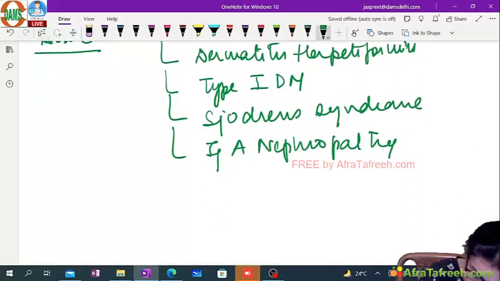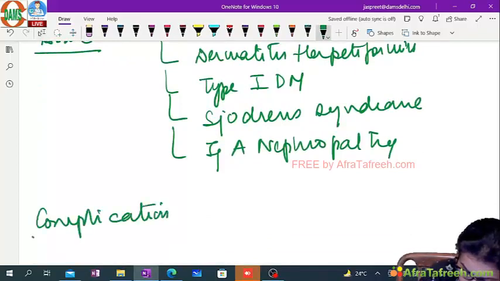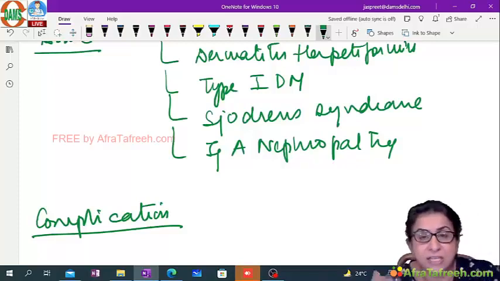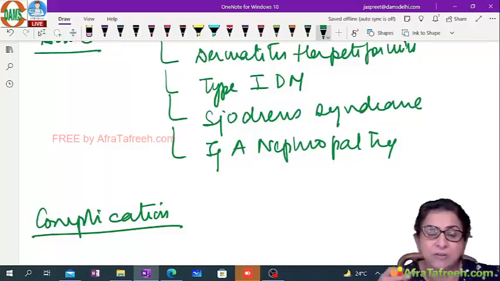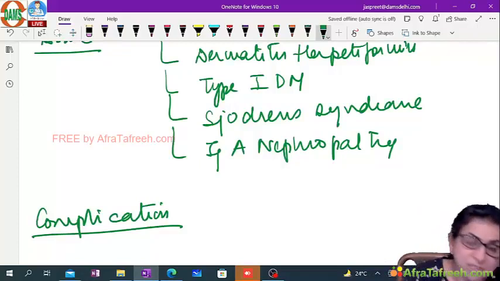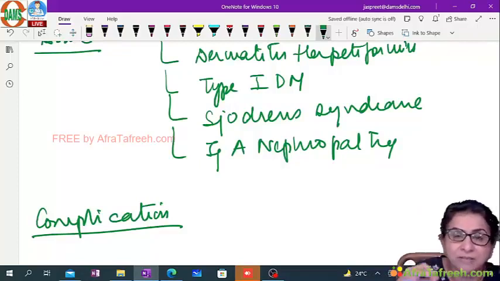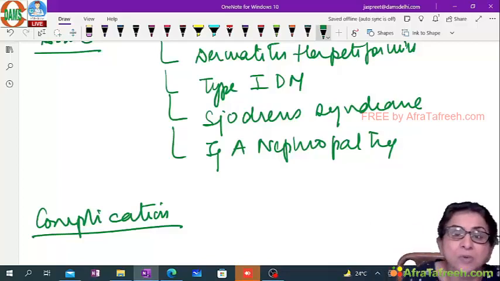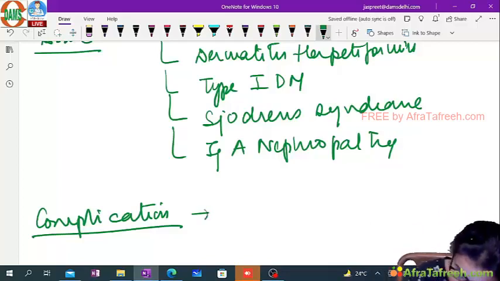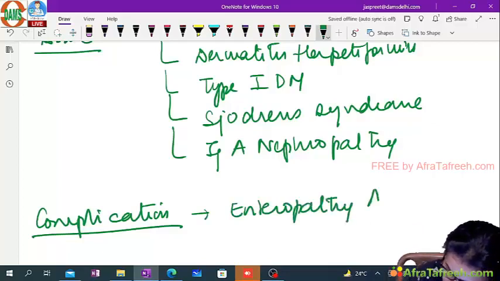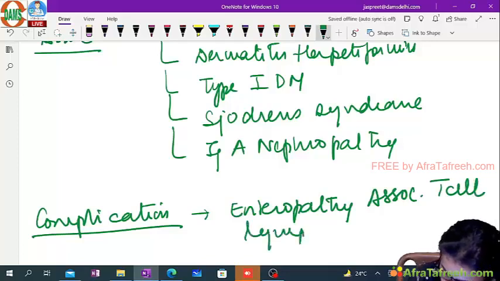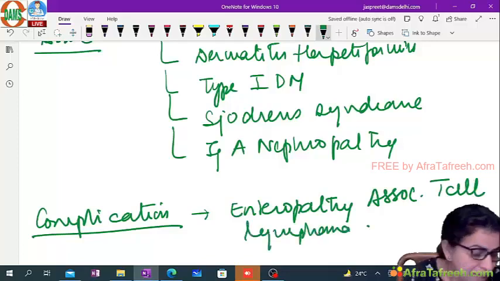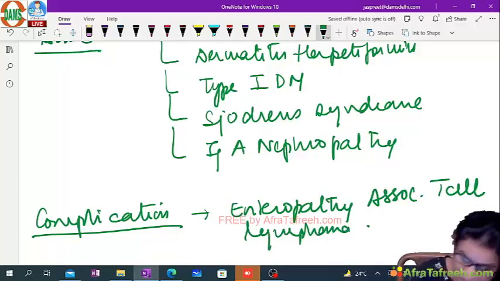Okay, now complications. Patients with celiac disease can develop... So there are a lot of T cells, T helper 1 cells, CD8 T cells, in the mucosa. So in patients with celiac disease, these T cells can convert into a lymphoma. So they can have an enteropathy associated complication, enteropathy associated T cell lymphoma.